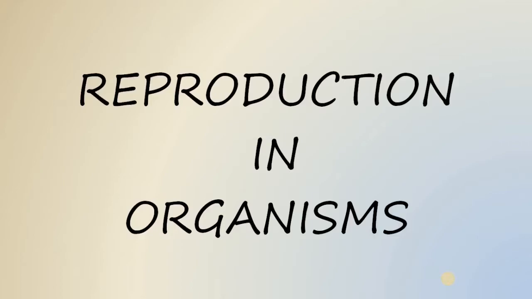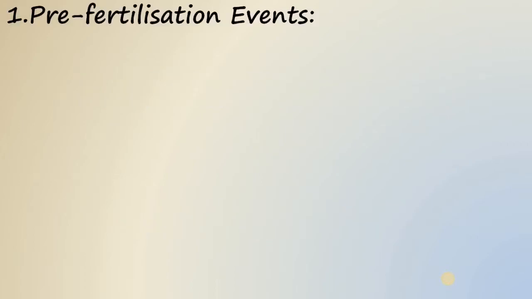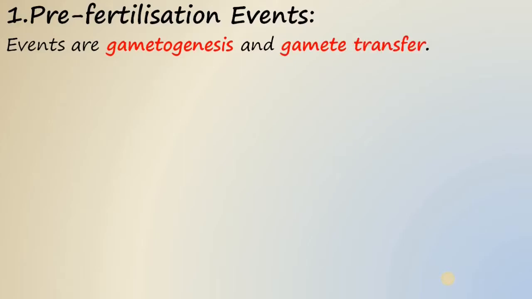We were in chapter 1, that is reproduction in organisms. Let's learn what the reproduction stages were. The first one is pre-fertilization events. Events involved in pre-fertilization are gametogenesis and gamete transfer. So let's see what this is.